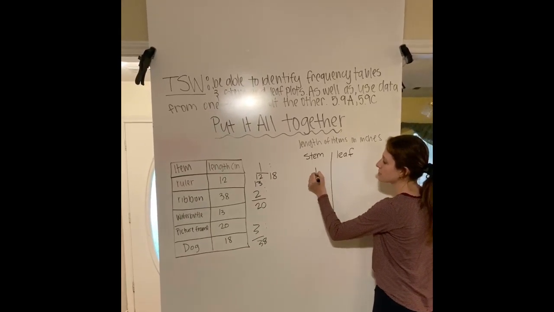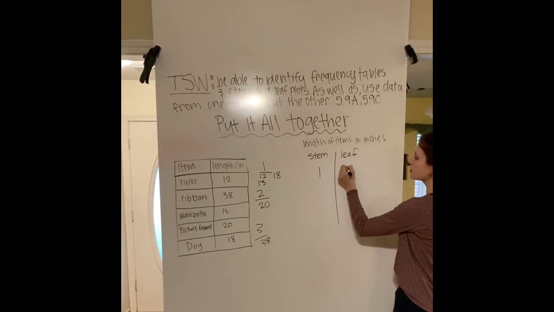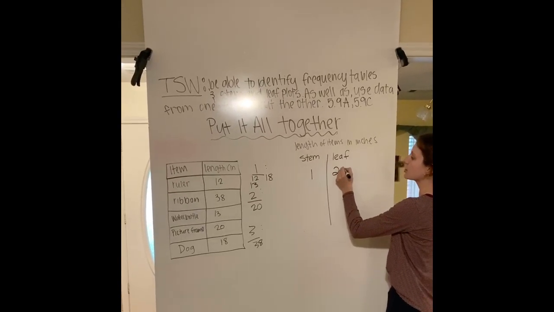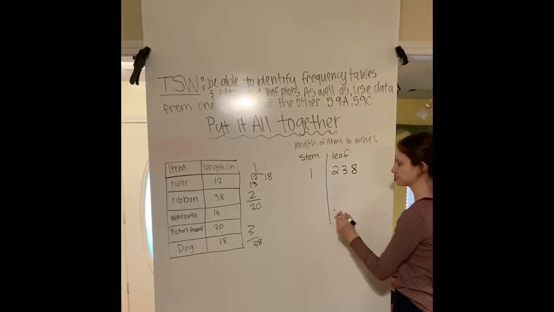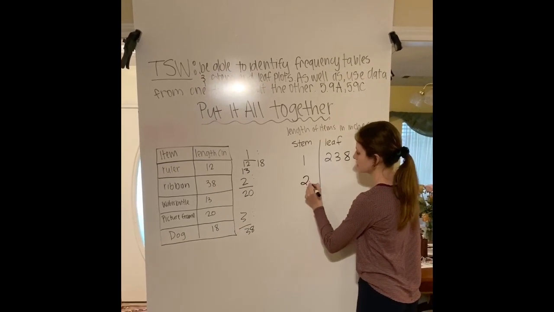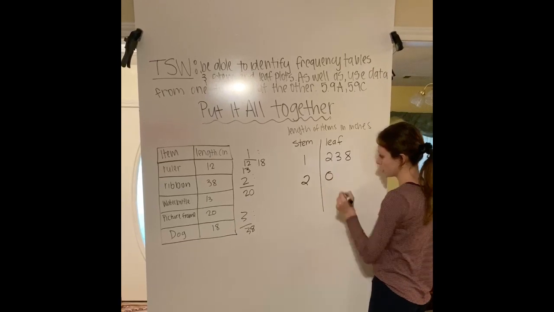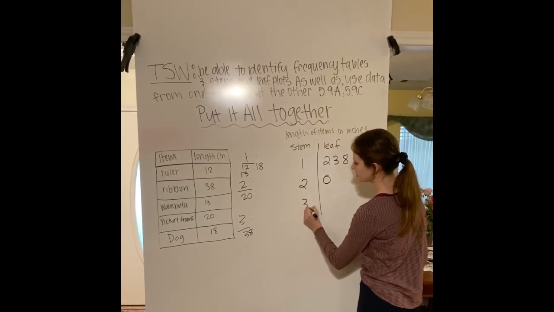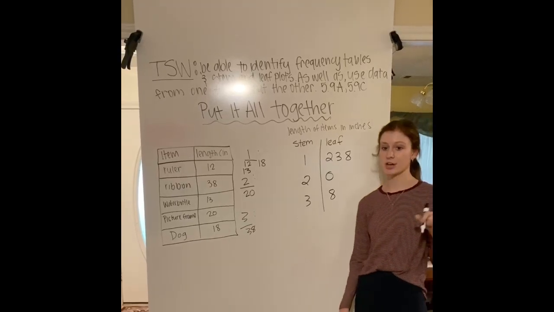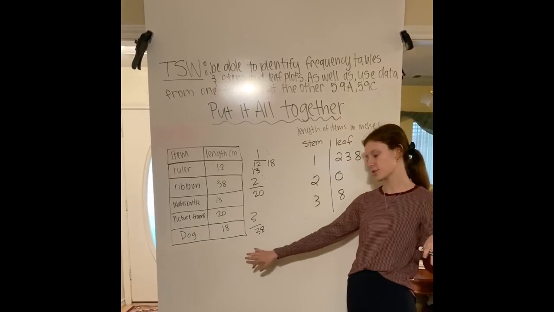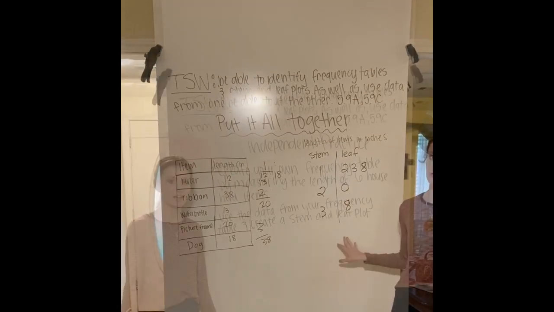Now we are going to put this information into our stem and leaf plot. We have our 10s, 2 for 12, 3 for 13, 8 for 18. Our 20s, 0 for 20. Our 30s, 8 for 38. And that is how you transfer data from a frequency table to a stem and leaf plot.